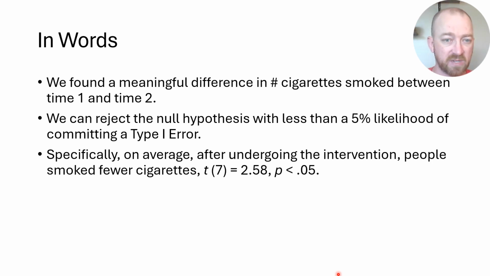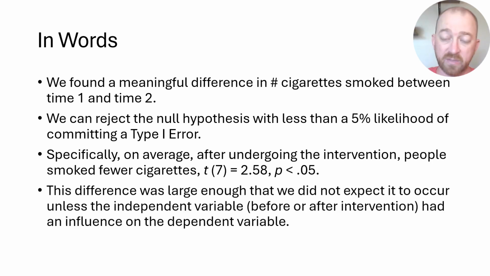We can also specify this formally. You can summarize it in APA format in this way: the t-value with 7 degrees of freedom was 2.58. That was our t-value, and we have less than a 5% probability of committing a type 1 error by rejecting the null hypothesis. Okay, now this is also a large enough difference. This is all wrapped up in statistical significance that it looks like our independent variable was the thing making the difference on the dependent variable. Okay, that's how we interpret that.